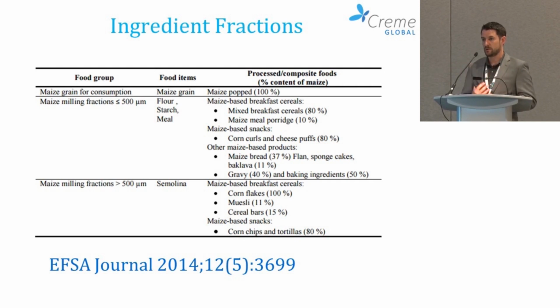So that means you need to know the ingredient fraction for every dish consumed. So this is an example from EFSA's assessment of a divergence from the maximum level for DON and ZON in Europe back in 2014. And you can see for all the foods, they divide them into different food groups. So you've got maize grain for consumption with milling fractions less than 500 microns and milling fractions greater than 500 microns. And depending on those, then they have different ingredient fractions that apply to the different foods as consumed.